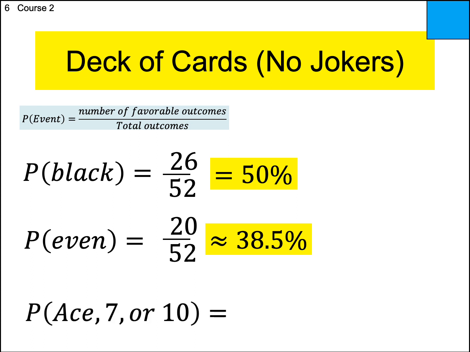How about this? What's the probability of getting an ace, a 7, or a 10? Well, how many aces are there? There's 4. How many 7s? There's 4. How many 10s? There's 4. 4 plus 4 plus 4 is 12. So 12 out of 52. That's about 23%. Okay? Starting to make sense?